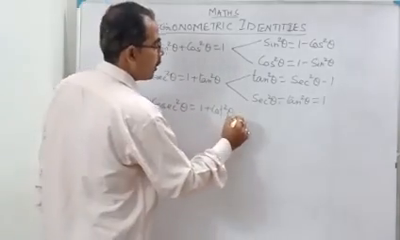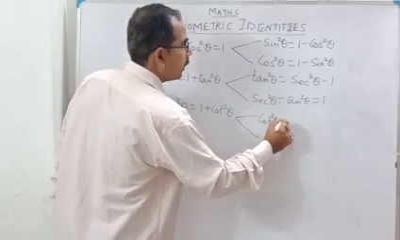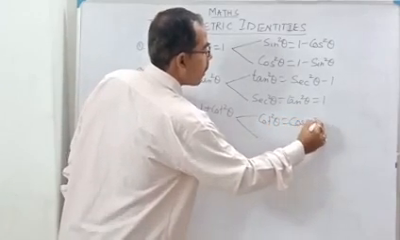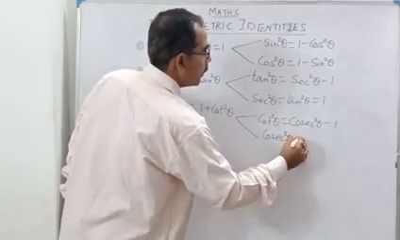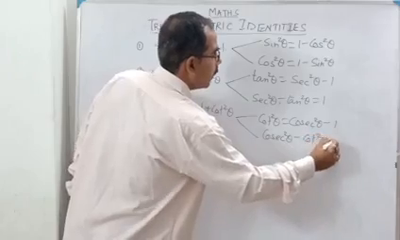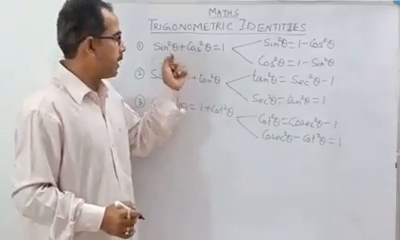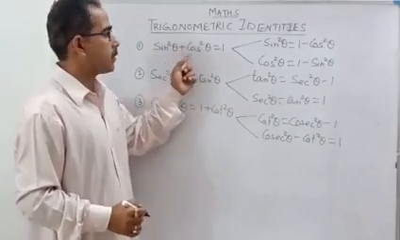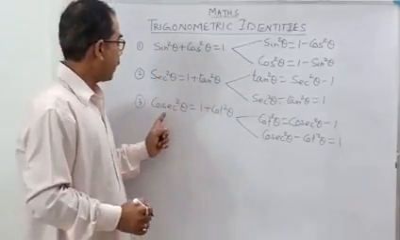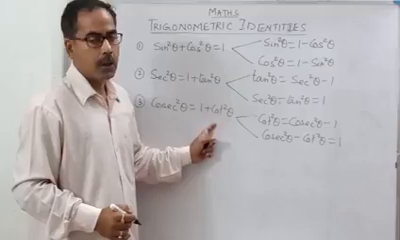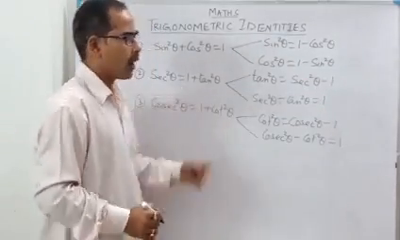Correct? So from here also two more identities are coming, that is cot square theta equal to cosec square theta minus 1 and cosec square theta minus cot square theta equal to 1. So now look at here, students. These are the more basic identities: sin square theta plus cos square theta equal to 1, sec square theta equal to 1 plus tan square theta, and cosec square theta equal to 1 plus cot square theta. From here we are getting so many different formulas or identities.